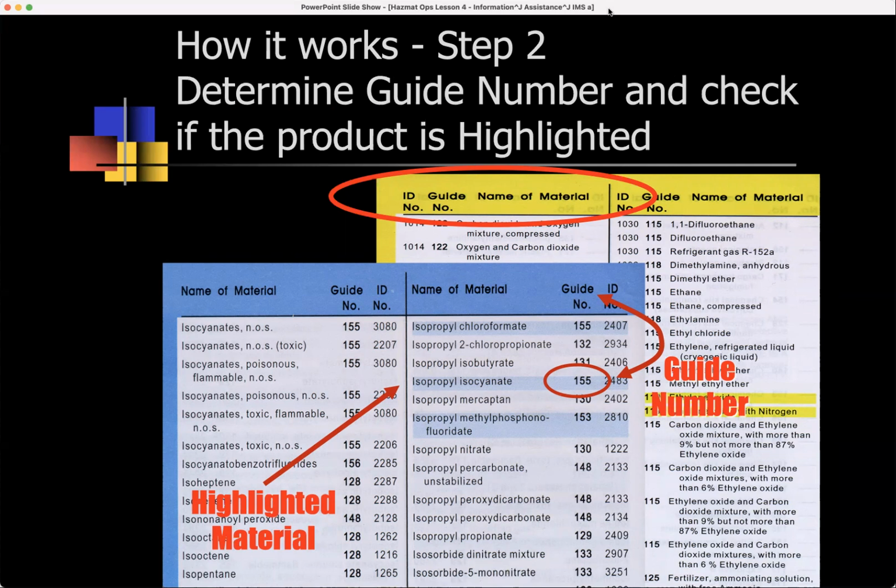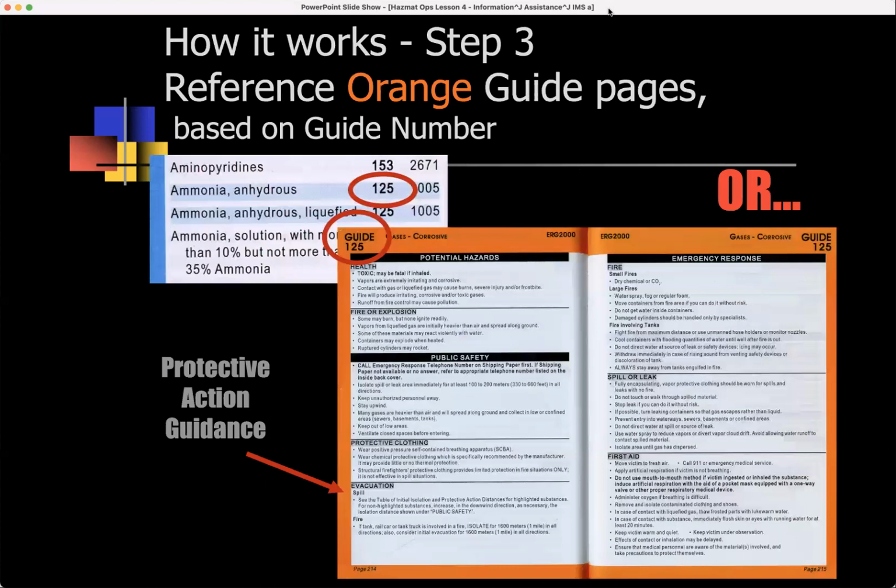In this example, isopropyl isocyanate is highlighted. That makes it a toxic inhalation hazard, so we go to the green section as well as the guide number. In this example, we have ammonia, guide number 125. So we're going to guide 125 in the orange section.